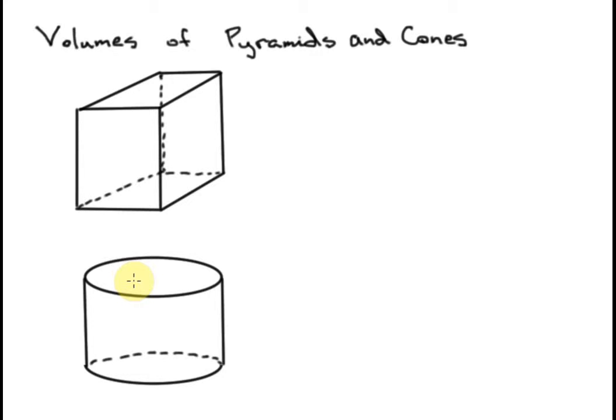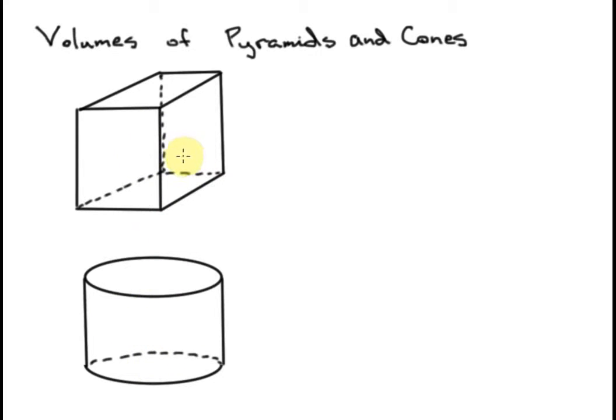Hello, welcome to today's lesson. Today we're going to look at volumes of pyramids and cones, and in order to do that and understand where these formulas come from, I'm starting off with a box shape and then I'm going to look at a cylinder.